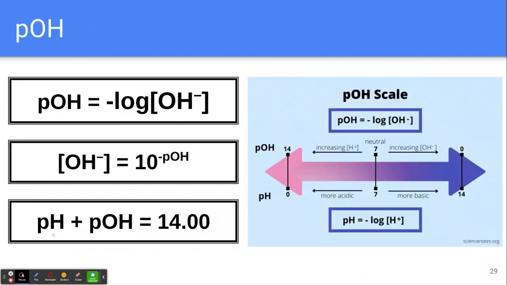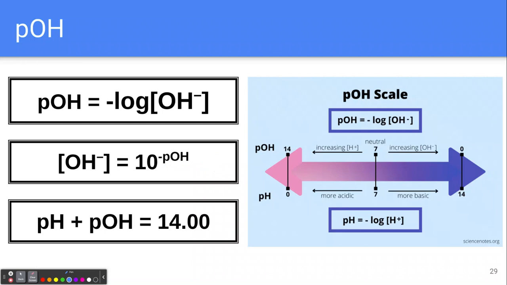Now, pOH is very similar. pOH is just dealing with the concentrations of hydroxide instead of protons. So the pOH is the negative log of our OH minus concentration. So again, you're going to need to press the negative button. Then you're going to need to type in the log button, which typically puts a parenthesis, and then you can type in whatever you need to. Now, the hydroxide concentration can be figured out if we know the pOH. We're going to do 10 to the negative pOH to find that OH minus concentration.